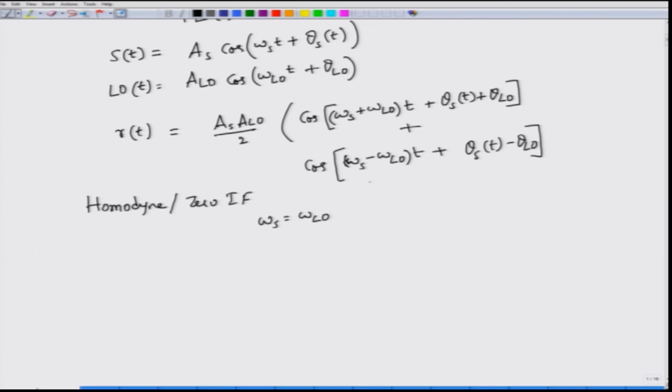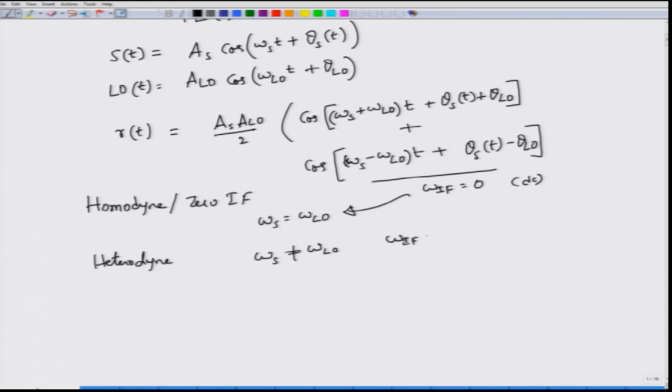So, the spectrum will be centered at omega IF, which is equal to 0. In other words, this would be centered at DC for homodyne or 0 IF transceivers. On the other hand, if omega LO is not equal to omega s, then we call this a heterodyne receiver. In this case, omega s is not equal to omega LO and the intermediate frequency is centered not at 0, but at some other frequency.